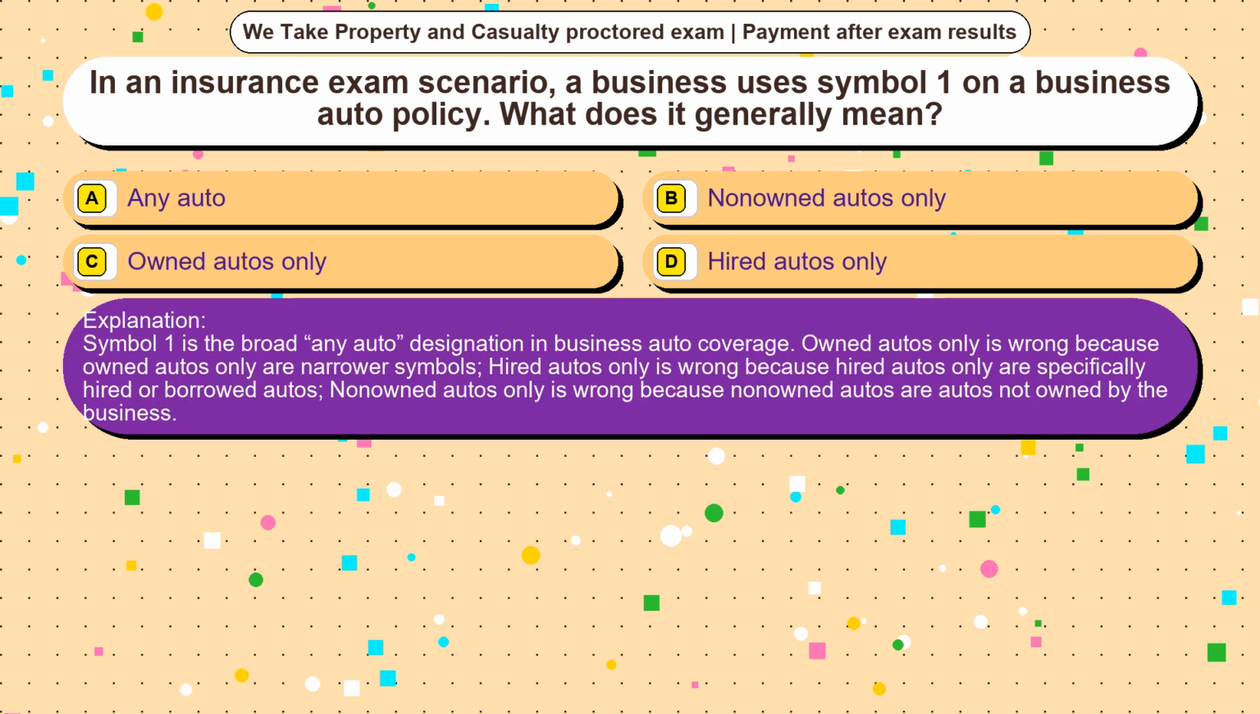Symbol 1 is the broad any auto designation in business auto coverage. Owned autos only is wrong because owned autos only are narrower symbols. Hired autos only is wrong because hired autos only are specifically hired or borrowed autos. Non-owned autos only is wrong because non-owned autos are autos not owned by the business.